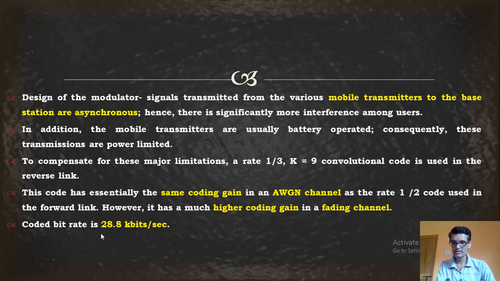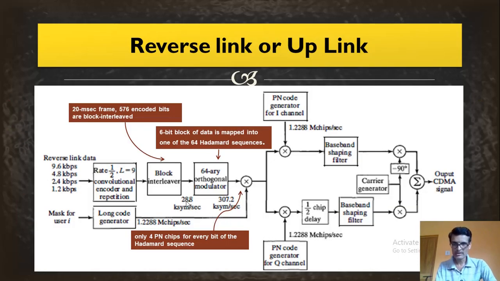And one more difference is the data rate. The data rate is 28.8 kbps. There it was 19.2 kbps, but here the data rate we get is 28.8 kilosymbols per second because it's a 1 by 3 coder I'm using. Extra bits are generated by this convolutional coding technique. So if there are 28.8 kilosymbols per second, that is 28,800 symbols per second, then in 20 milliseconds, because we divide into 20 millisecond frames, you will have 576 encoded bits at the output of the block interleaver. Multiply 28.8 by 20 divided by 1000 to find the number of bits for 20 milliseconds, and you get 576 encoded bits.